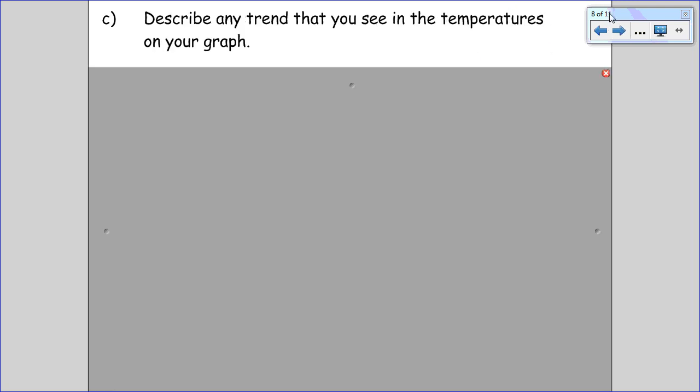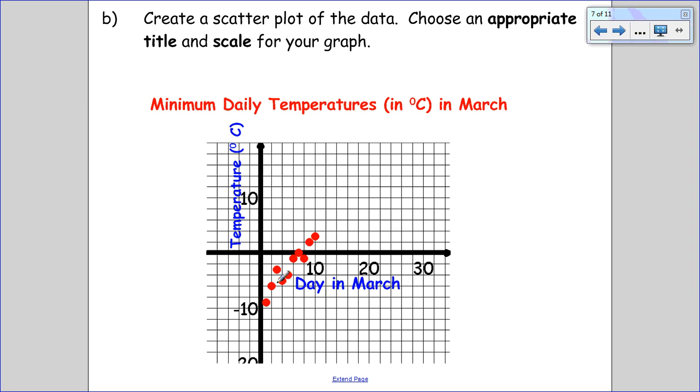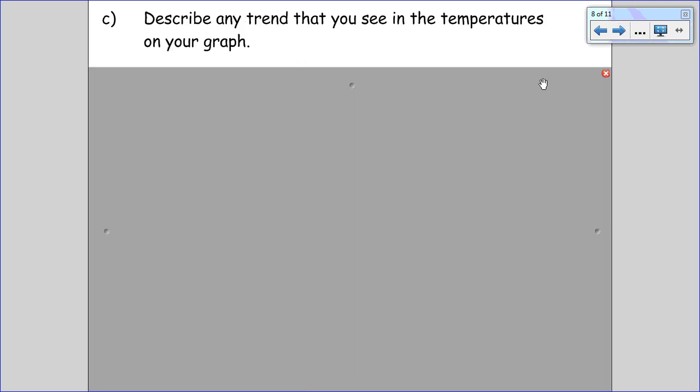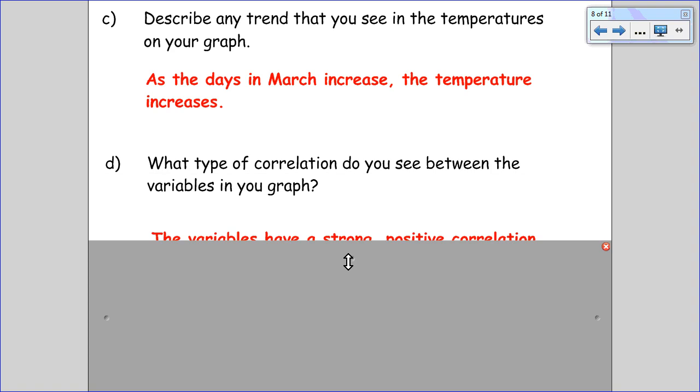Now, what are the trends in the temperature on the graph? I can look and see. As I move towards the right, the number of days in March increases, the temperature is getting bigger. So what type of correlation is that? That's a strong positive correlation. And because there's a pattern to the data, I can add a line of best fit to my graph.